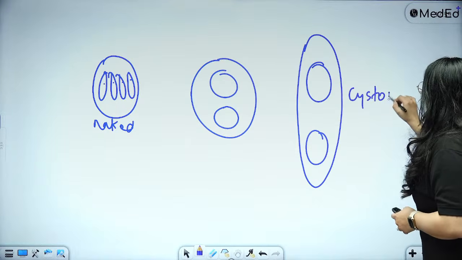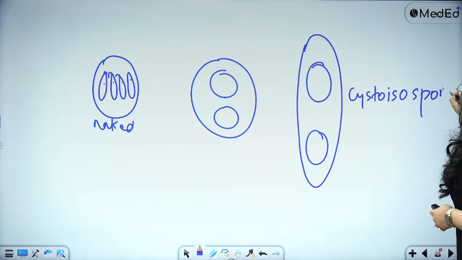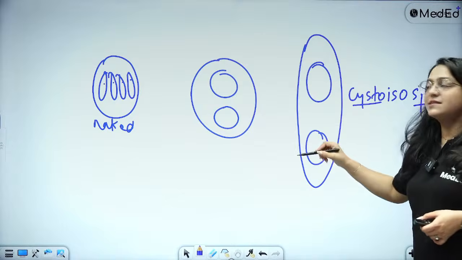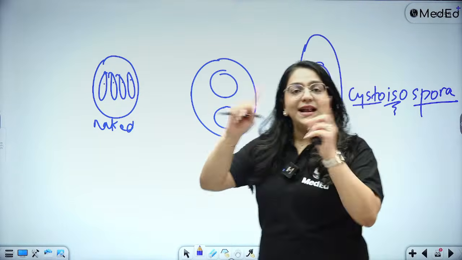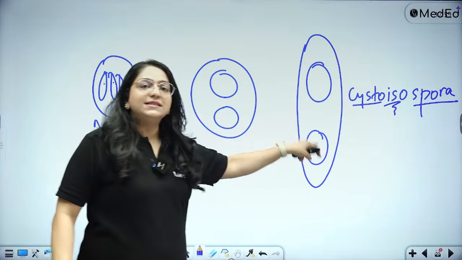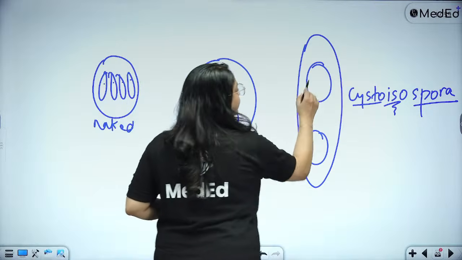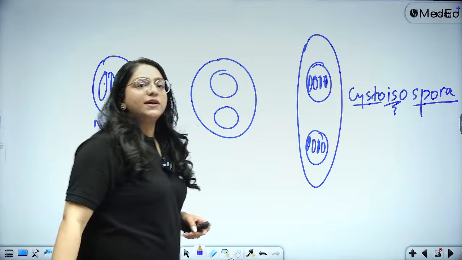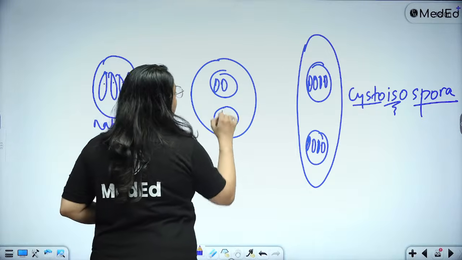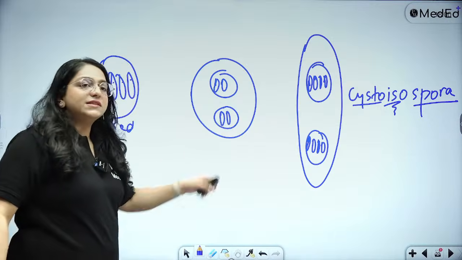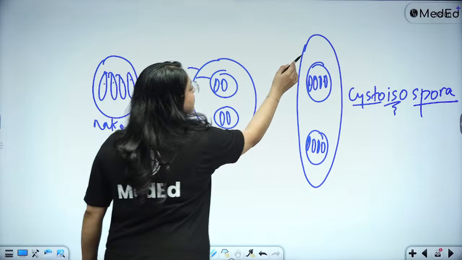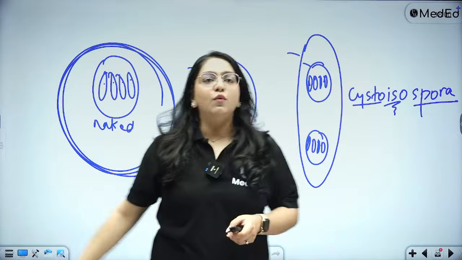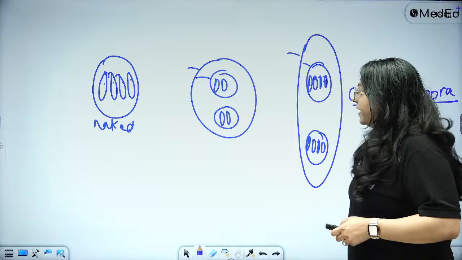Cystoisospora: what is the meaning? Spora because it is a sporozoan parasite, cysto because it is inside a cyst, and iso means identical. The 2 spores inside are identical and each has 4 sporozoites inside, so a total of 8 sporozoites in Cystoisospora. What about Cyclospora? Total 4, 2 and 2, but in 2 cysts. So this also has a double wall, this has a double wall. Cryptosporidium has a naked oocyst, it does not have a double wall. I should not have encircled it. It is a naked oocyst.